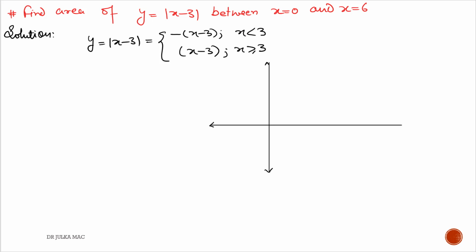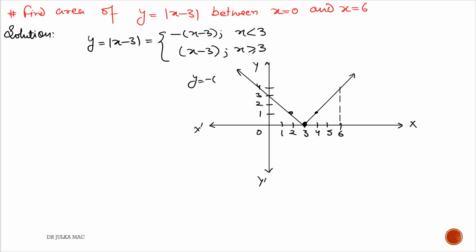Now we draw the graph. At 3, the value of the function is 0. Now we take a left hand value and a right hand value. On the left we put 2. 2 is less than 3, so we put it in the upper side and we get 1. Then we take a right hand value, it is 4. The answer at 4 is again 1. So when we draw these two lines, we get y equal to minus of x minus 3 and y equal to x minus 3. And now we shade the area.